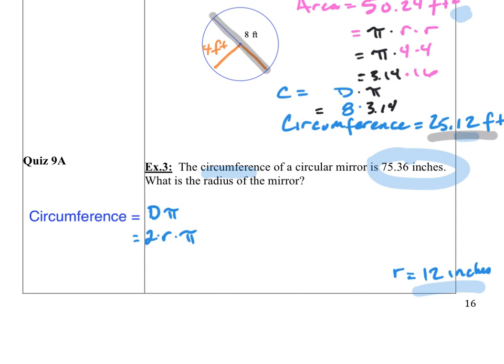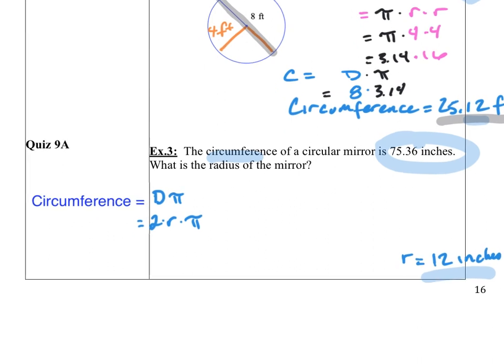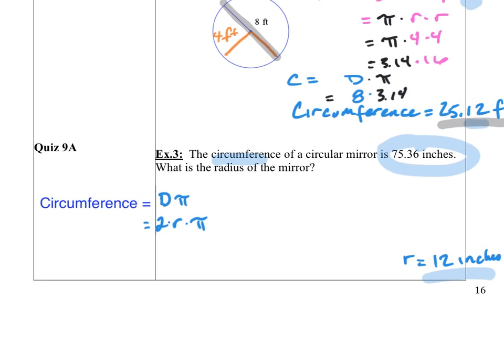Because there's a couple ways to do this. You can do it with the equation, and because what we're trying to find is the radius, right? You're trying to find the radius. What is the radius of the mirror? You draw a picture of it. Here's the mirror, right? And it has a circumference. So the measure around the perimeter is 75.36 inches.